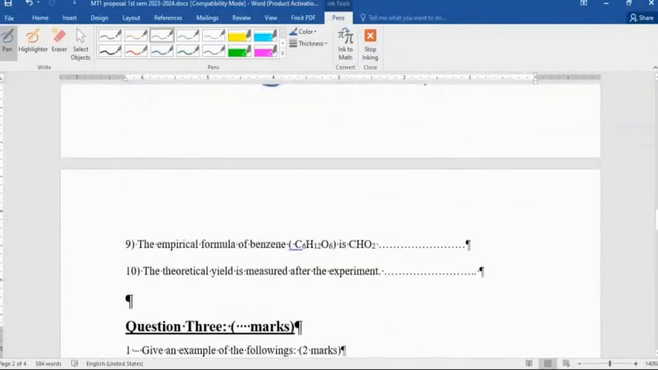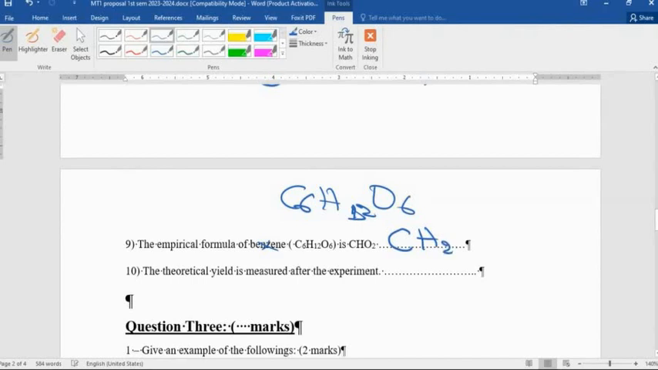Next, the empirical formula of benzene. First of all, this one is sugar, and here it tells me benzene. So it is wrong. I suppose the student didn't take care about this name. So C6H12O6. And we have seen the difference between the empirical formula and the chemical formula. The empirical formula gives you the lowest ratio. So the lowest ratio will be CH2O, and not CHO2. So this one is completely wrong.